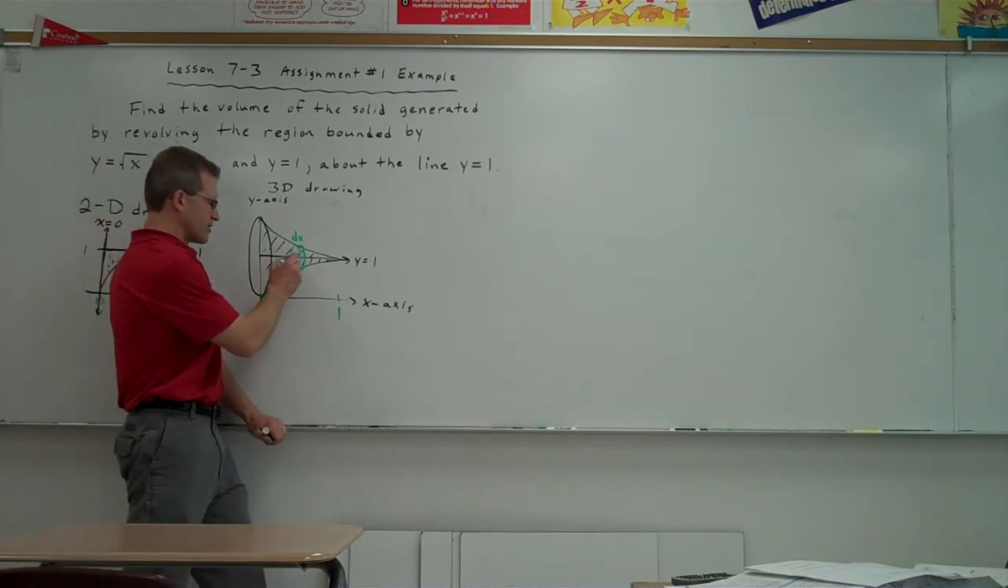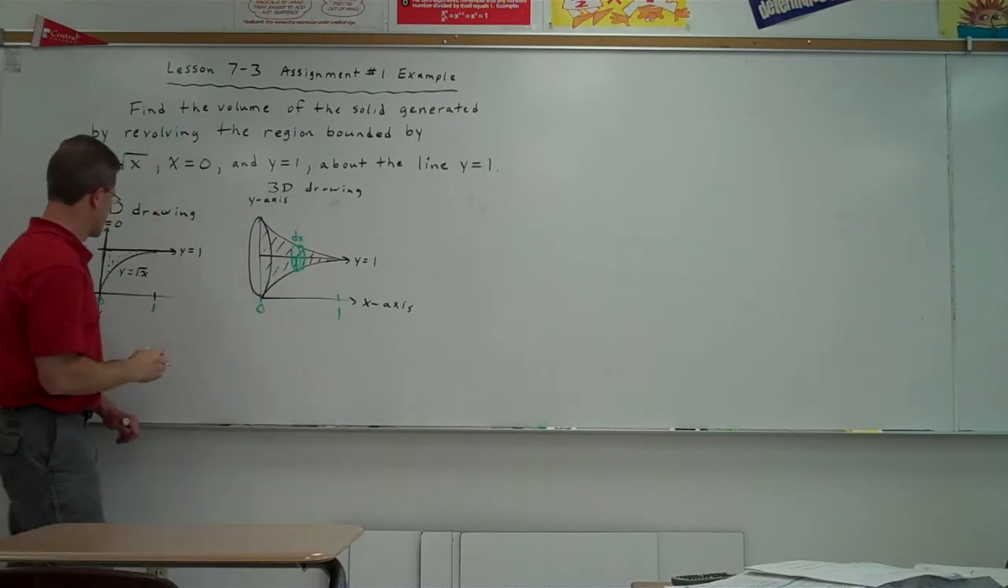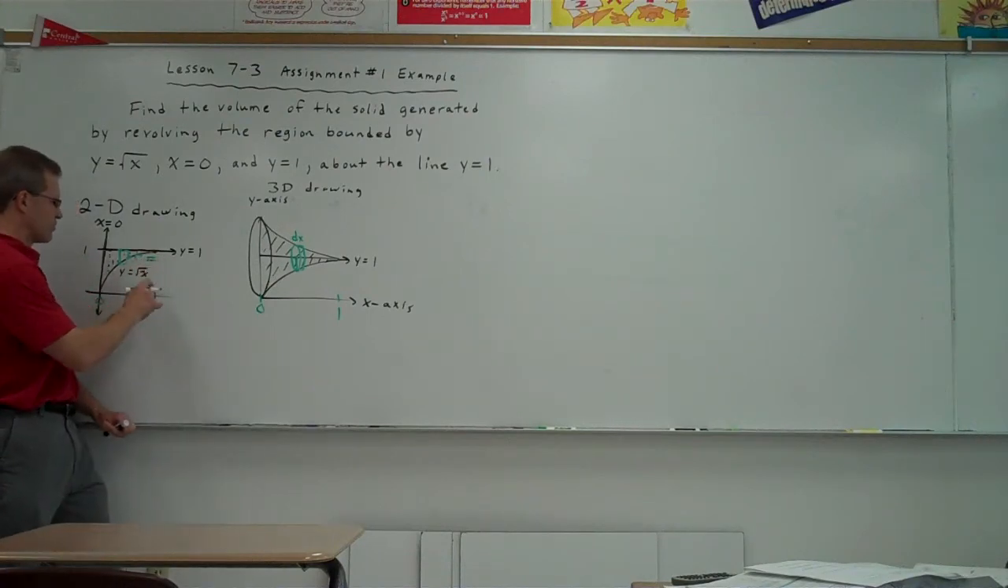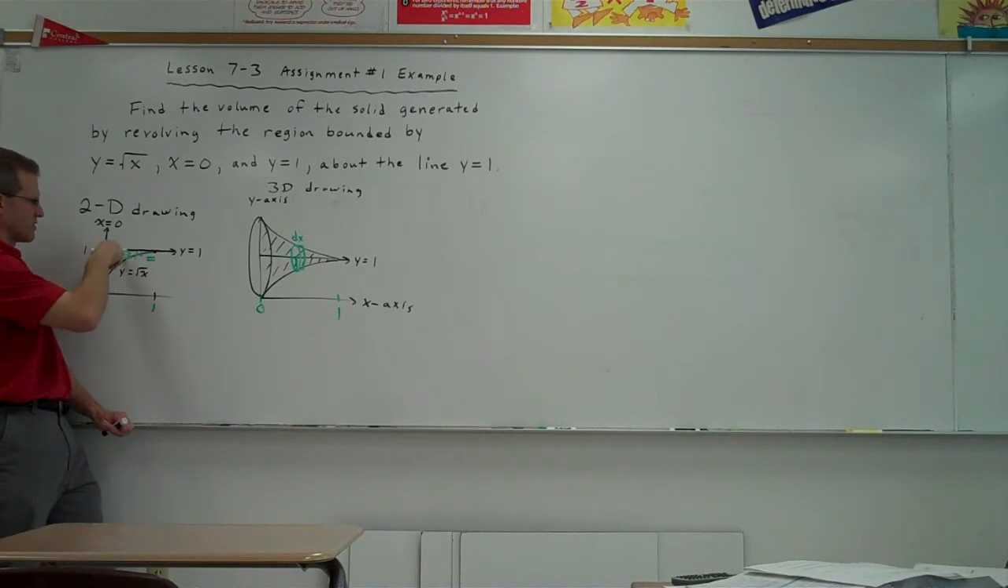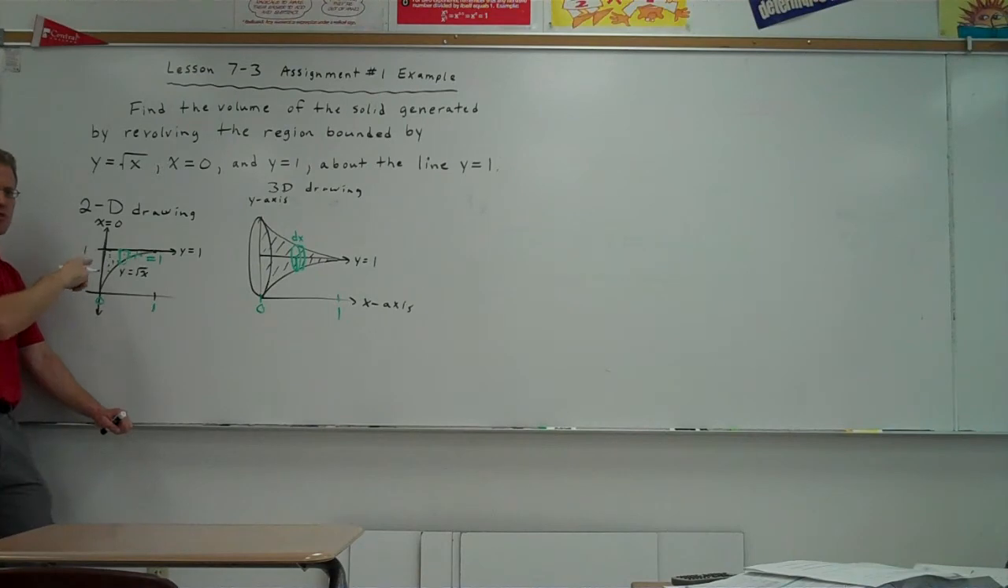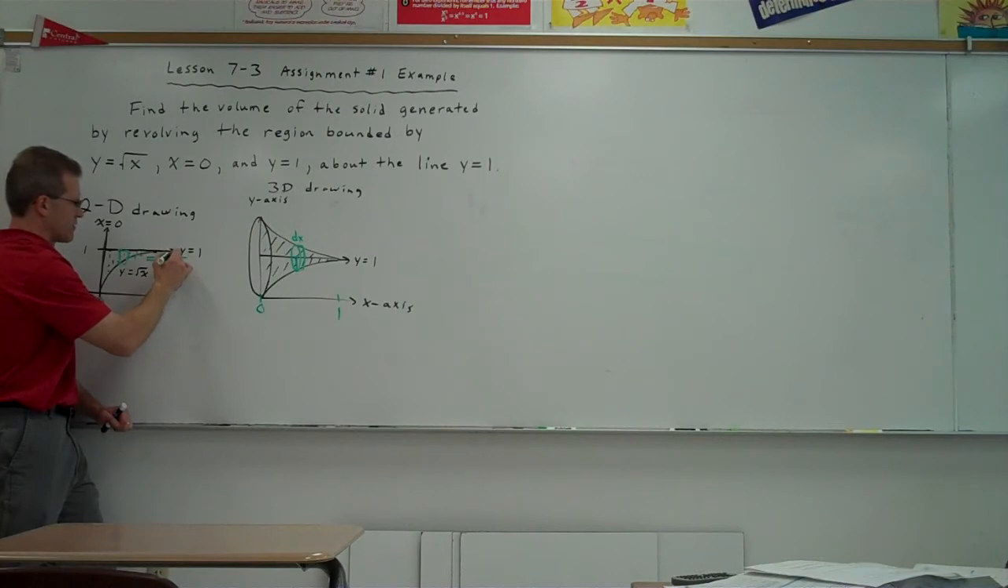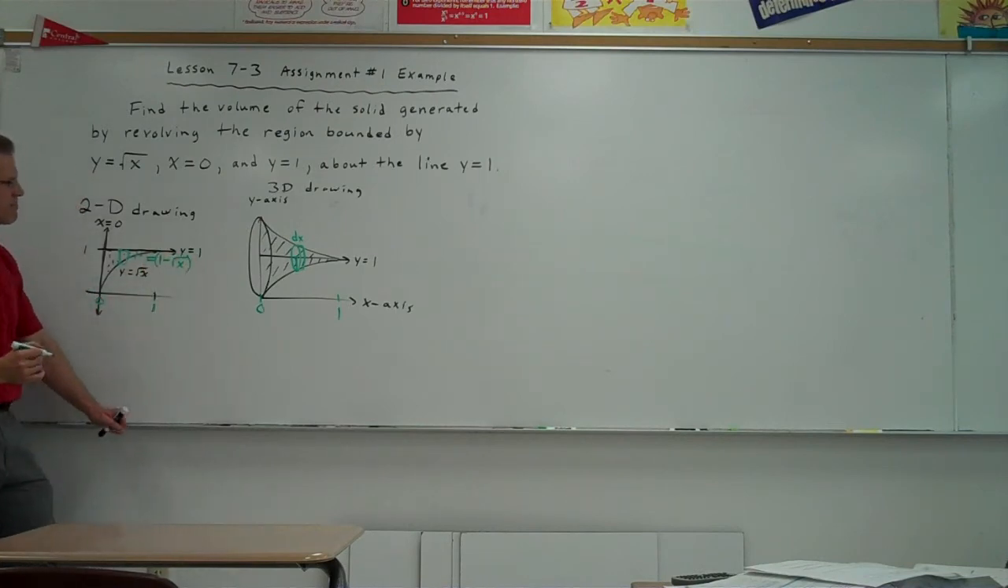Now, the radius would run from the center of that circle and always go back to your original curve. So the radius would be this distance right here, from here to here. And to get the radius, we're going to take top curve minus bottom curve. So the radius in this case would be 1 minus the square root of x. The top curve here is 1, bottom curve is square root of x. But you want to go back to your 2D drawing to figure that out. And that's one reason why you want to make sure you make 2 drawings in every problem. So there's my radius, 1 minus the square root of x.